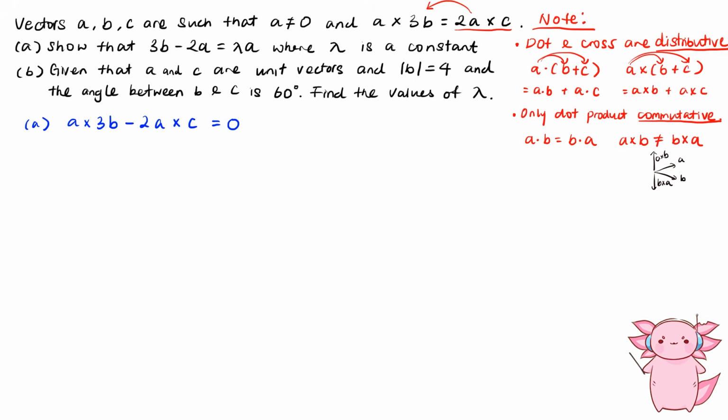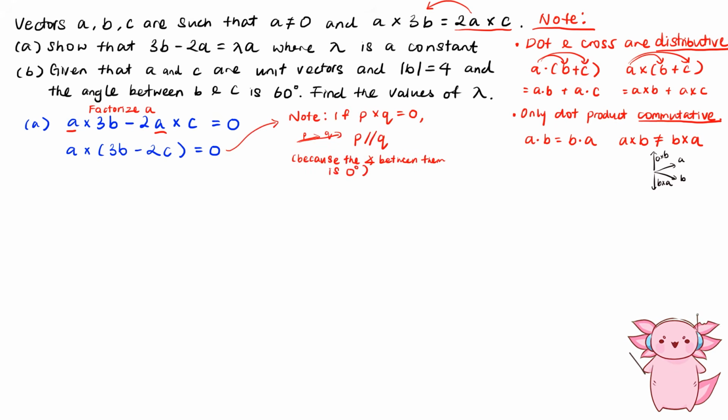So after shifting these vectors to one side and factoring out A, just like algebra, we get the cross product of these 2 vectors to be equal to 0. If the cross product is equal to 0, that means that the vector A is parallel to 3b minus 2c, so we can say that 3b minus 2c equals some lambda times A.